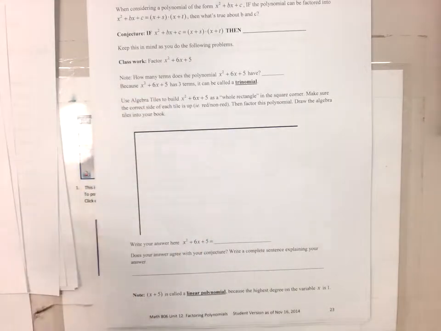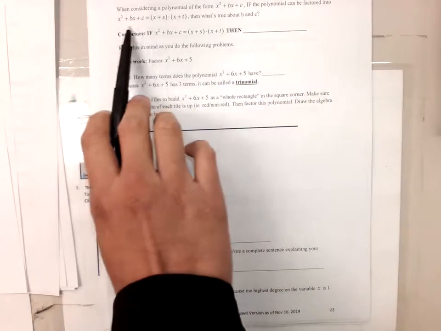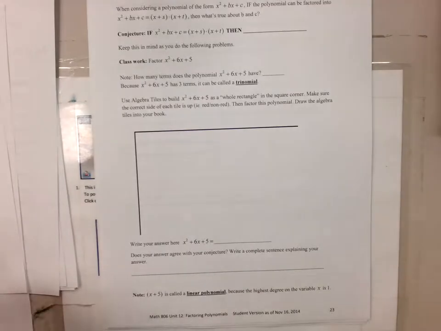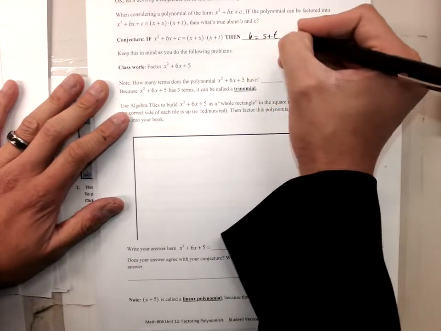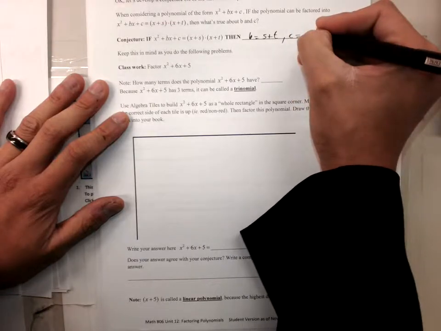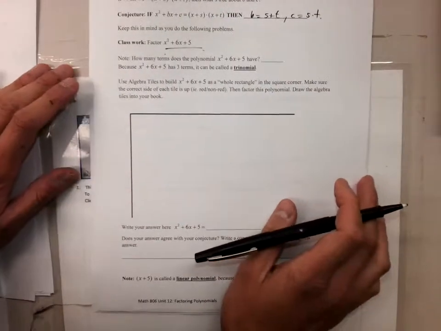So, at the top of the page over here, we're getting to just kind of describe the entire thing. If a polynomial can be factored into this, then what's true about B and C, right? So then B is S plus T, and again, C is S times T. So in the same sense, we continue to factor, right?